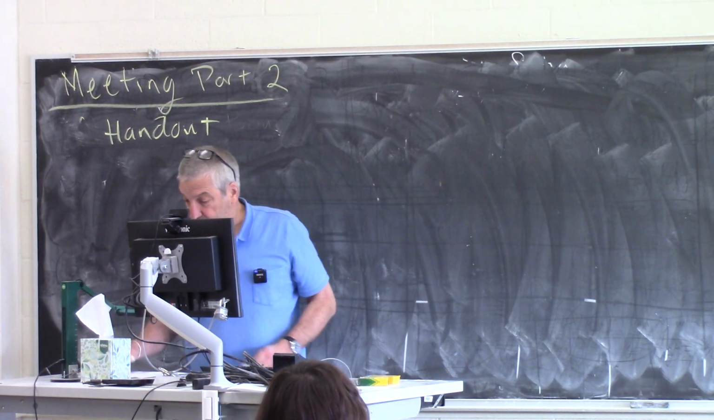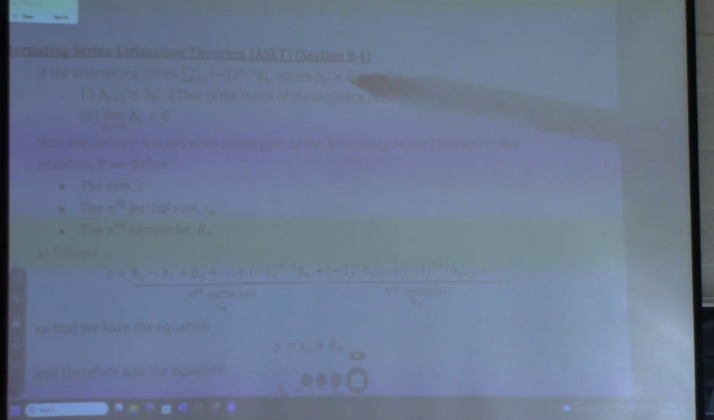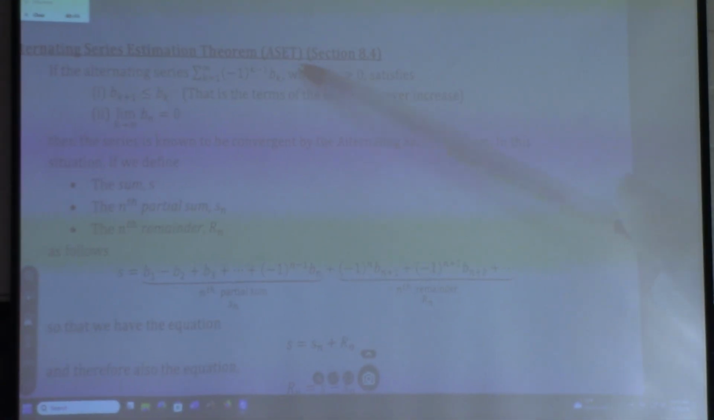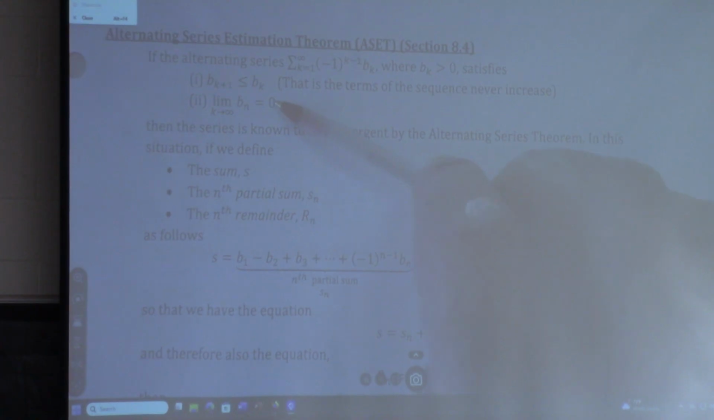Okay, so the first part of this handout, the first page, we actually have used before, this idea of the alternating series estimation theorem. So in this special case where we have an alternating series whose terms are decreasing, or they never increase, and the limit of the terms is 0, then we know that that series will converge.